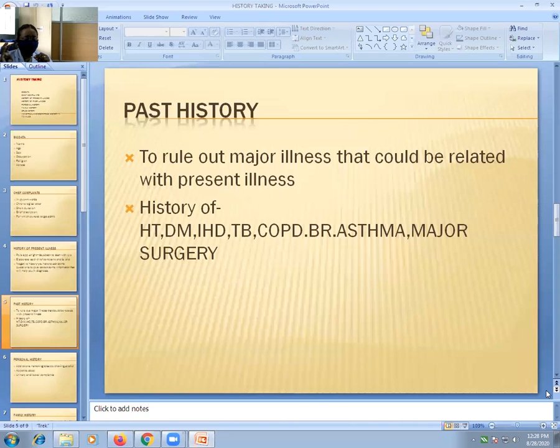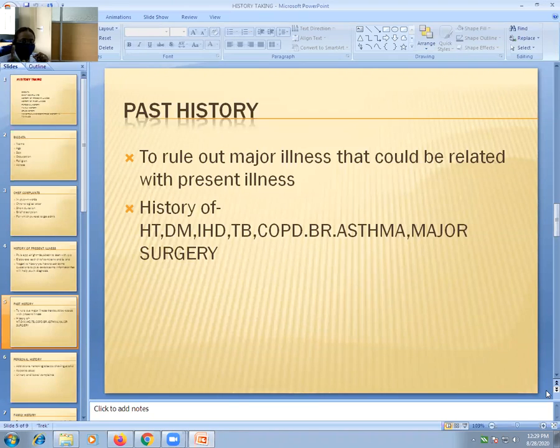So history about hypertension, history about diabetes, ischemic heart disease, past history of tuberculosis, past history of bronchial asthma, or past history of COPD. COPD means it is chronic obstructive pulmonary disease. Then any major surgery, only major surgery, not minor surgery. So in past history, no minor illness like typhoid, malaria, cough, cold, this is last. Only these major illness: hypertension, diabetes, ischemic heart disease, tuberculosis, COPD, asthma, and any major surgery.